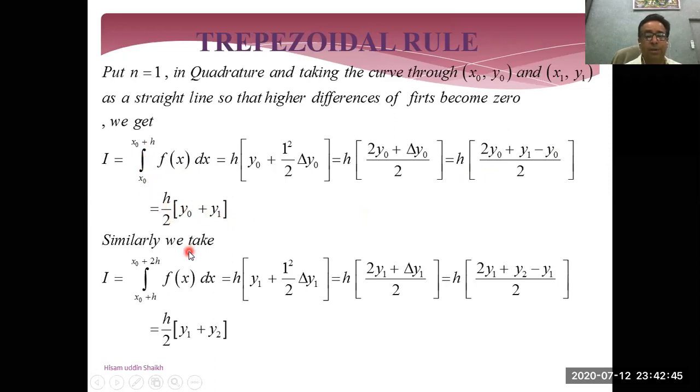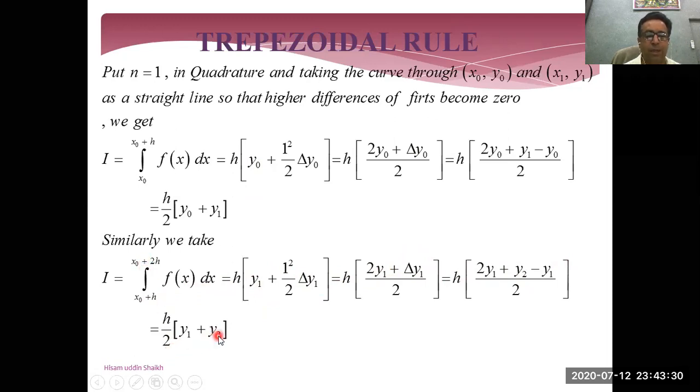Similarly, when we change the points to x1, y1 and x2, y2, the integral is from x naught plus h, which is x1, to x naught plus 2h, which is x2, of f of x dx, with n equal to 1. Here in place of y naught we put y1, because the initial point is x1. So it is y1 plus 1 upon 2 delta y1. Same after LCM and the definition of delta y1, which is y2 minus y1. After simplification, when we integrate f of x dx between x1 and x2, the result is h upon 2 times y1 plus y2.